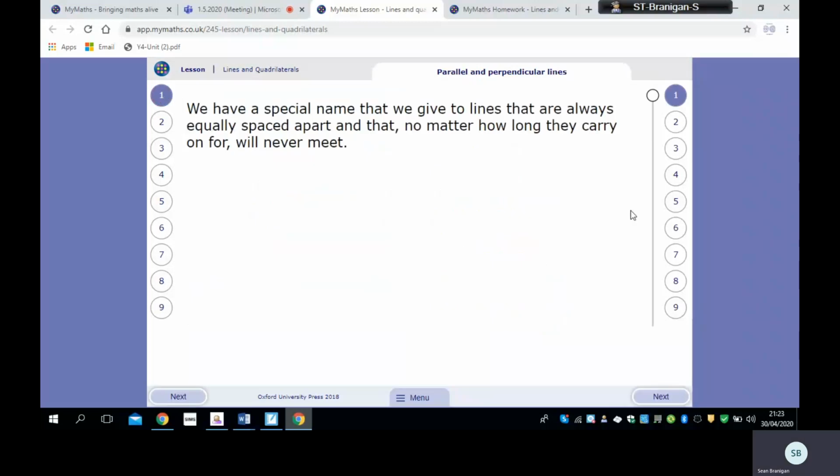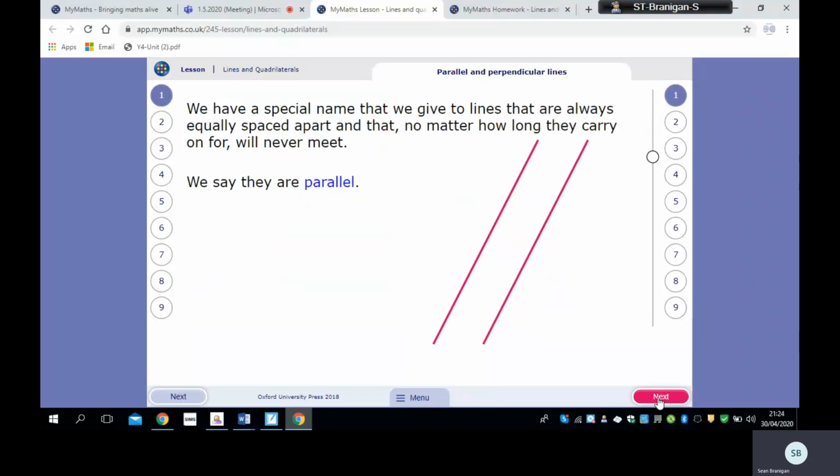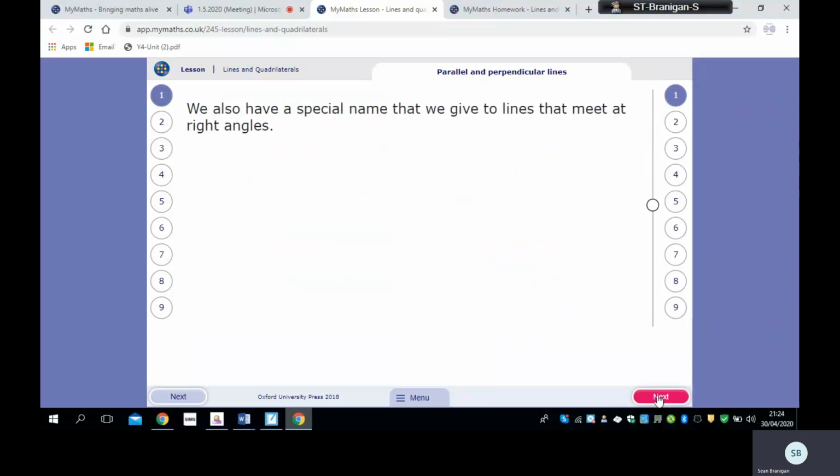So we've got a special name that we give to 2 lines that always carry on running equally spaced apart. No matter how long they go on for, whether it was here to the moon, they would never meet. We give these lines the name parallel. We say they're parallel to each other. And to show parallel lines, we put arrows on them. So you can see the arrows are going in the same direction. This shows that the lines are parallel.